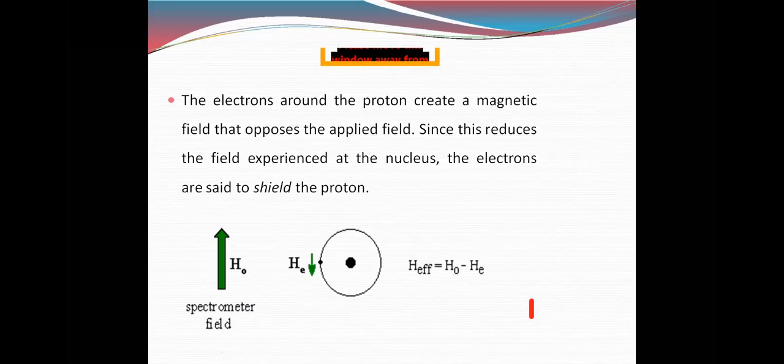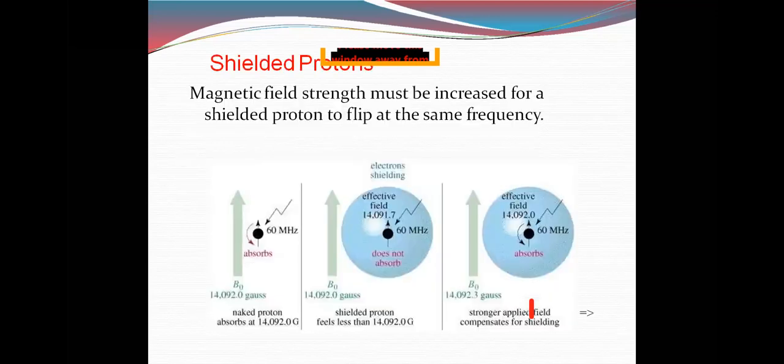So H effective versus H0, this difference is basically called shielding. For a shielded proton, as I told you previously, the magnetic field strength must be increased to flip at the same frequency. We have to increase the applied magnetic field because shielded protons oppose the applied magnetic field.